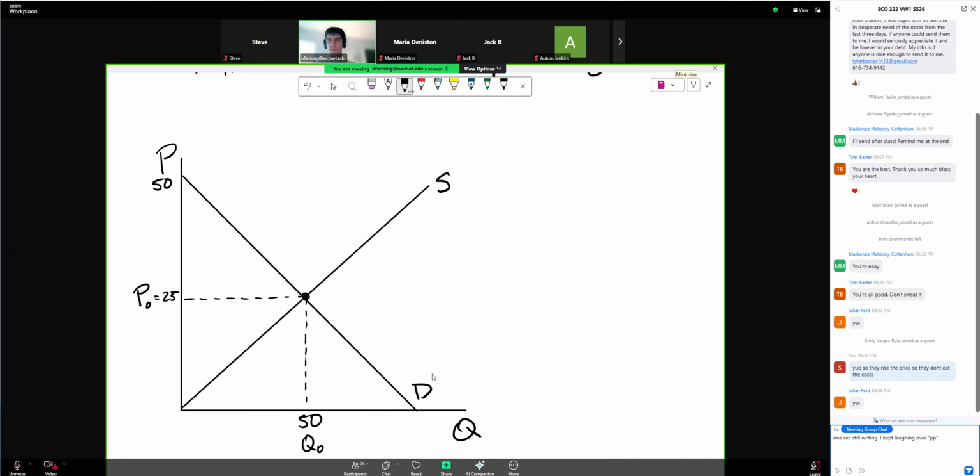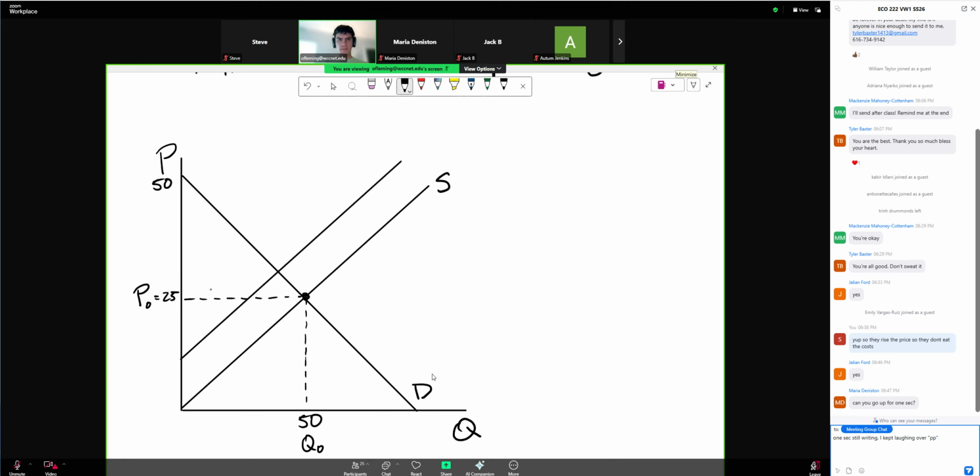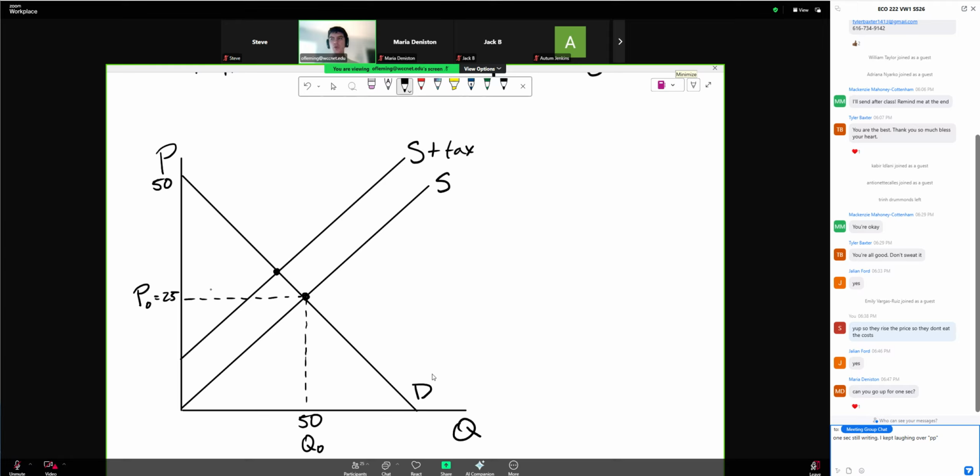Okay, so now when we shift it upward, we're going to call this S plus tax, and it's going to give us a new equilibrium price and quantity. This new equilibrium price is what P tax is. This is just the retail price. And I'm giving this number here, which is $30. And then this quantity is lower. We'll say it is 40. And that is what we call Q tax.